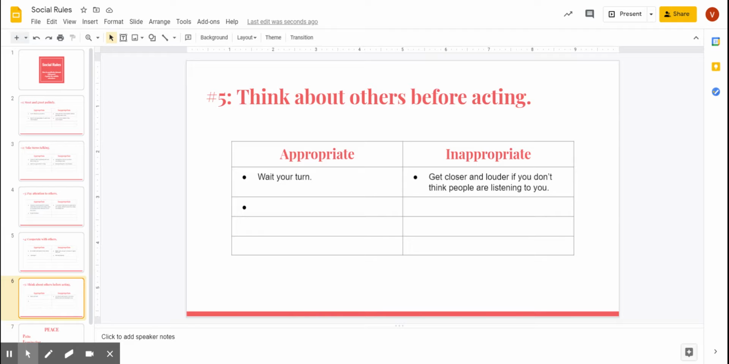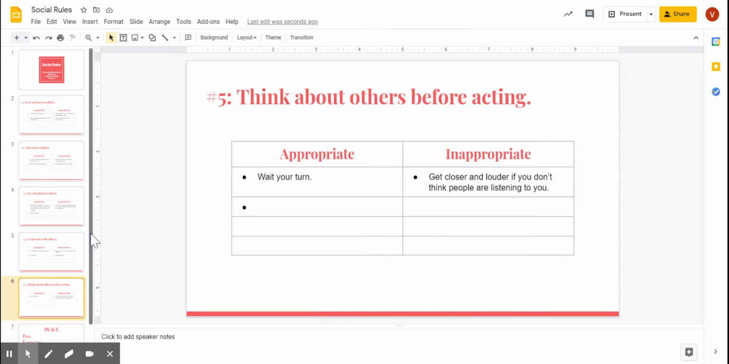The last one is to think about others before acting. So if you have something to say but you wait your turn, then you're going to encourage the others to continue sharing and know that they're listened to. Inappropriate is to get louder if you don't think people are listening to you. Crowding in and being louder isn't going to make somebody want to agree with you. It's actually very aggressive and it can really make people want to leave the conversation.